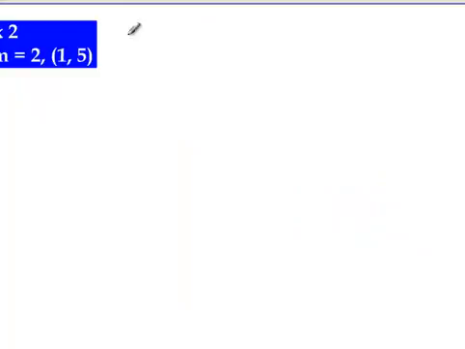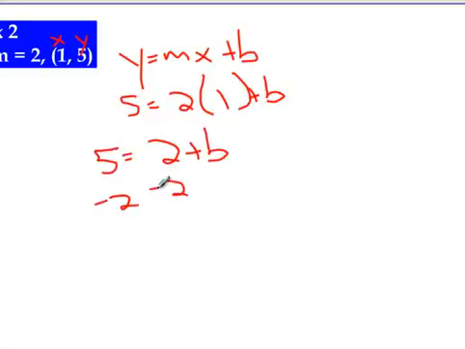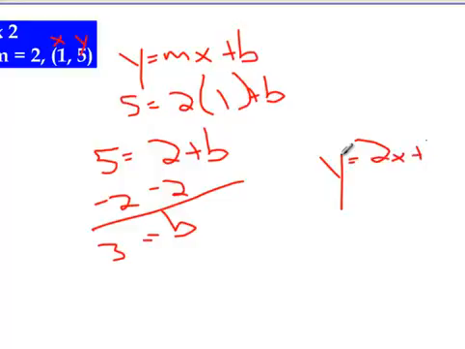Alright, let's try that again. So we want y equals mx plus b. So y is 5, m is 2, x is 1, plus b is what we don't know. Remember this is x and y; that's how we plugged everything in. So 5 equals 2 plus b, subtract that 2, subtract that 2, b equals 3, so y equals 2x plus 3. Remember, I'm plugging in the slope and the y-intercept. That's how I get my final equation.